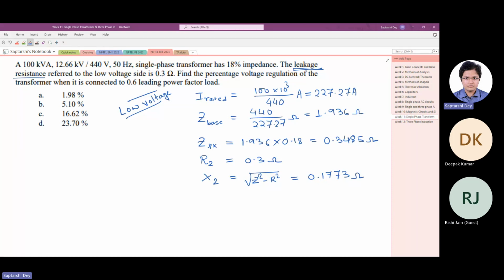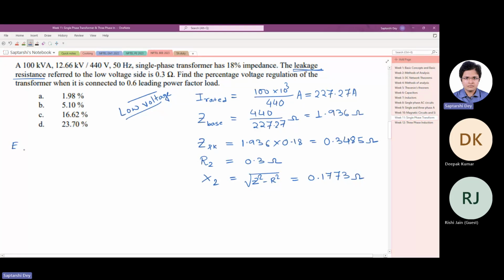Now, once we have this, we have to find out the percentage voltage regulation of the transformer when it is connected to 0.6 leading power factor load. But what percentage of load? They did not mention. We will take it as full load.